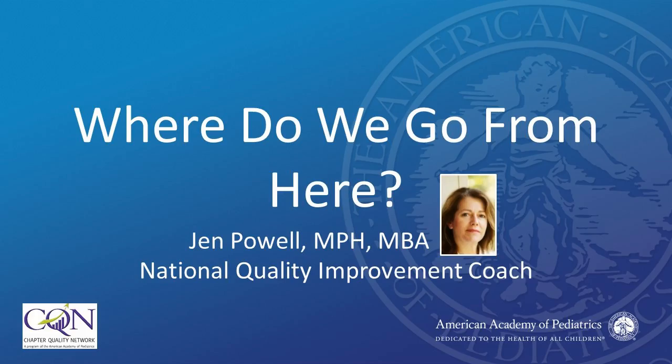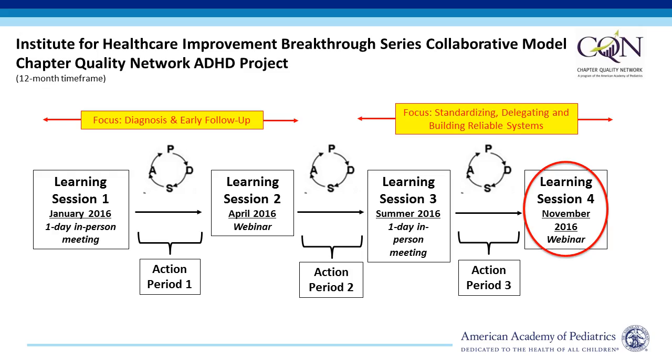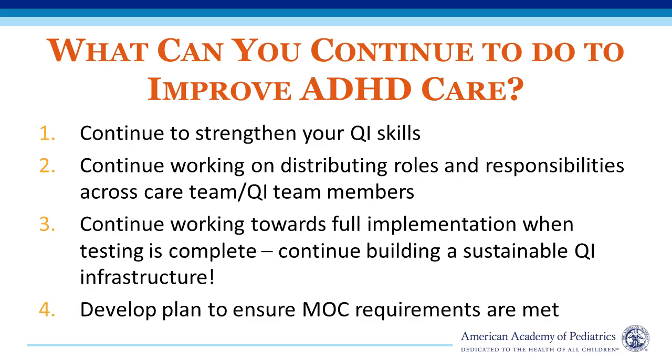Okay, where do we go from here? So, no surprise here. We want you to continue focusing on standardizing, delegating, and building reliable systems. And these are slides that we've mentioned to you on the last call. Continue to have your QI team meet. Continue to do testing. Continue to build your standing orders and protocols so that you've got hardwired, especially with staff and clinical turnover, you've got your systems documented, your workflows are updated.